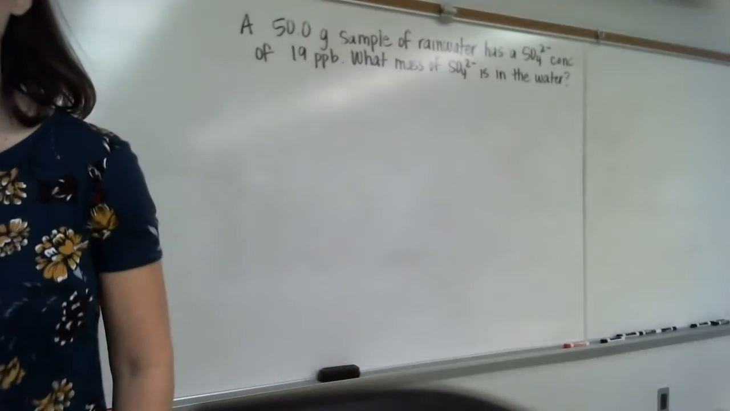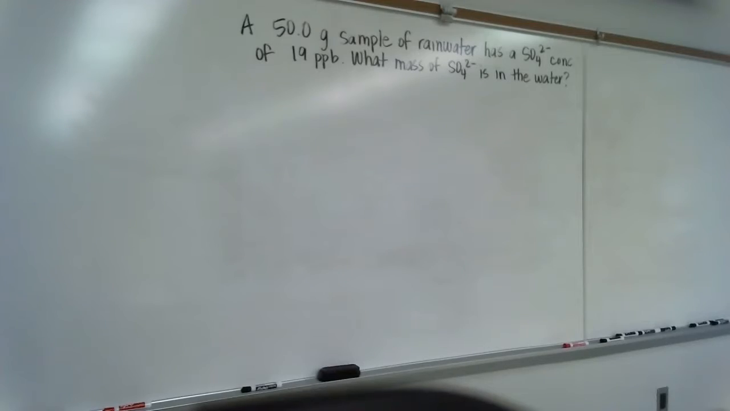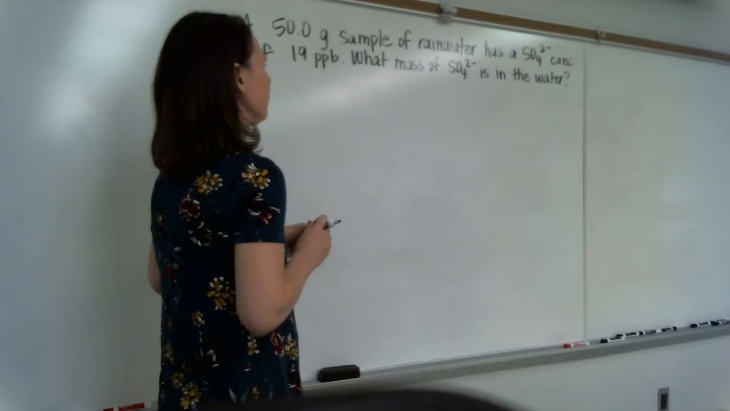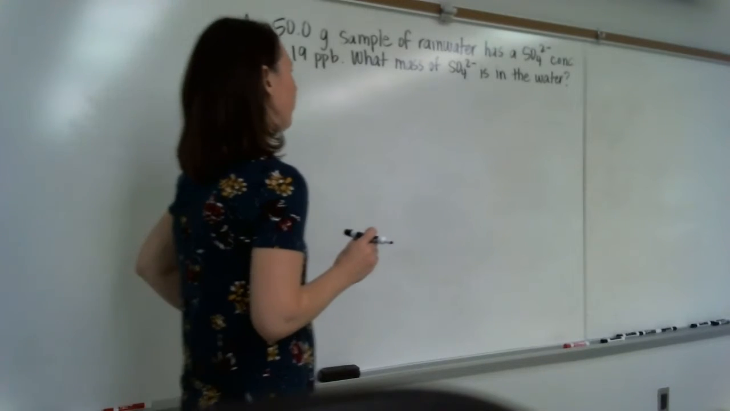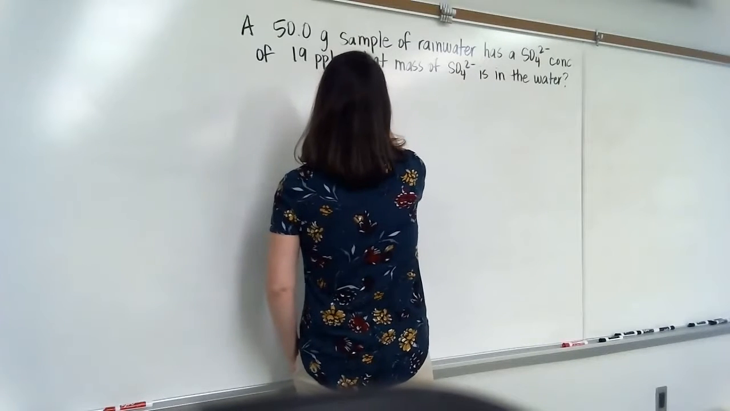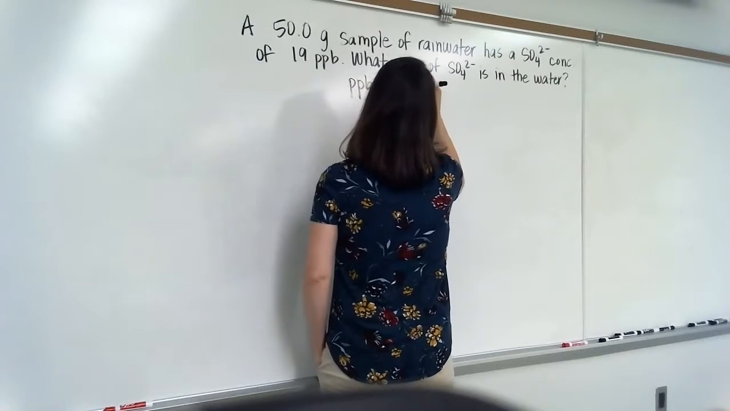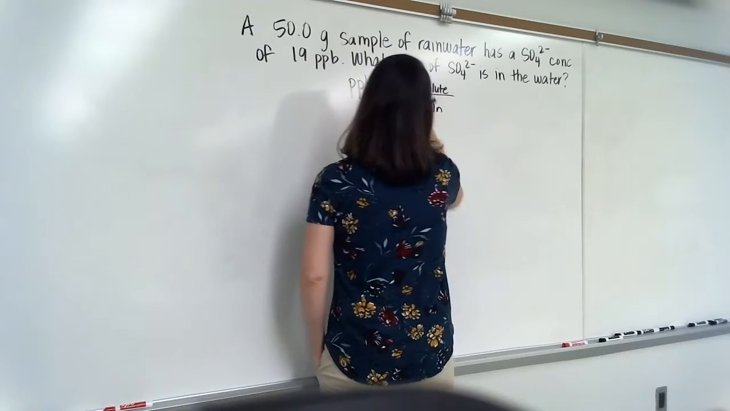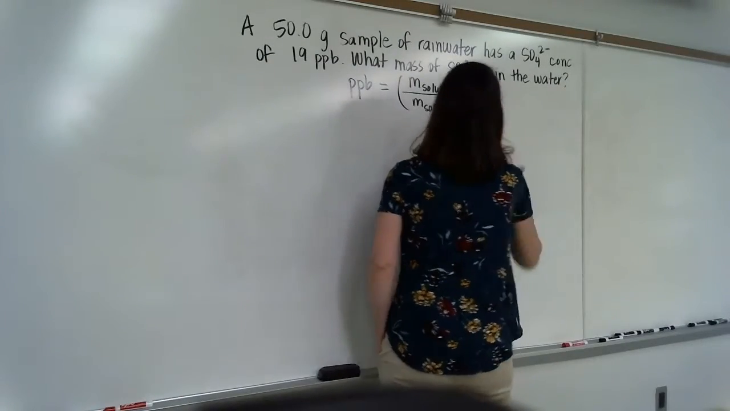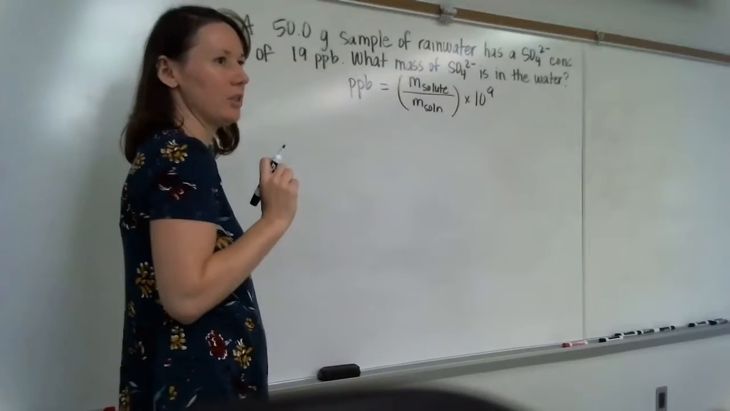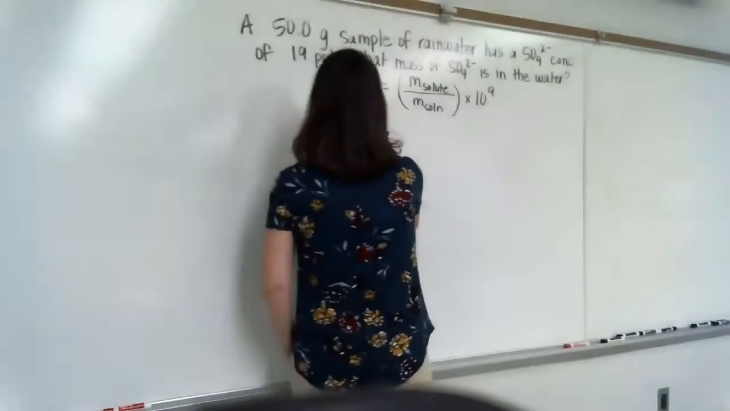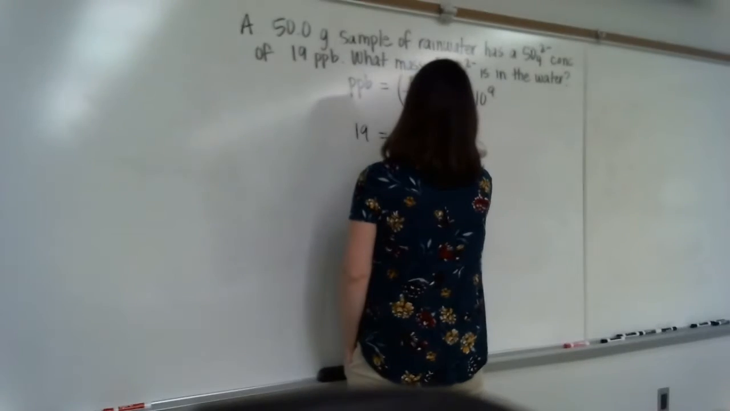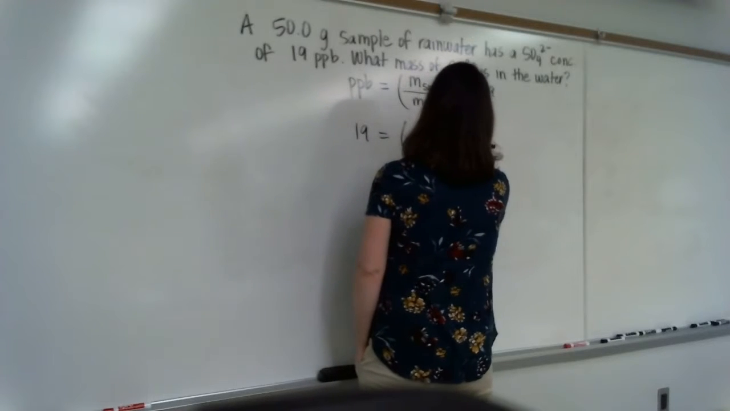I'm going to pause it and let's try this one. So this time we're solving for a different variable. A 50-gram sample of rainwater has a sulfate concentration of 19 parts per billion. What mass of sulfate is in the water? So if parts per billion is equal to mass of the solute over mass of the solution times 10 to the 9th, we're just going to plug in and solve for the variable that we're missing. So 19 is equal to x, that's what we're solving for, over 50 grams times 10 to the 9th.